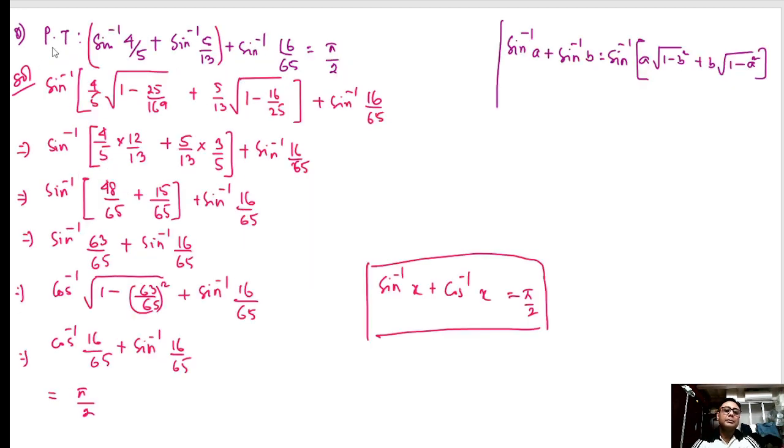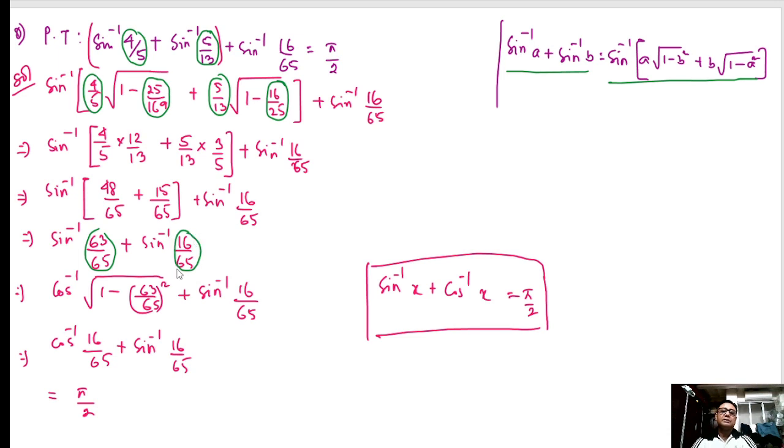Next sum. Prove that sine inverse 4 by 5 plus sine inverse 5 by 13 plus sine inverse 16 by 65 is equal to pi by 2. So for sine inverse a plus sine inverse b, we have the formula: sine inverse of a into root over 1 minus b square plus b into root over 1 minus a square. Using this, this is my a and this is my b. Solving it we get sine inverse 63 by 65 plus sine inverse 16 by 65.